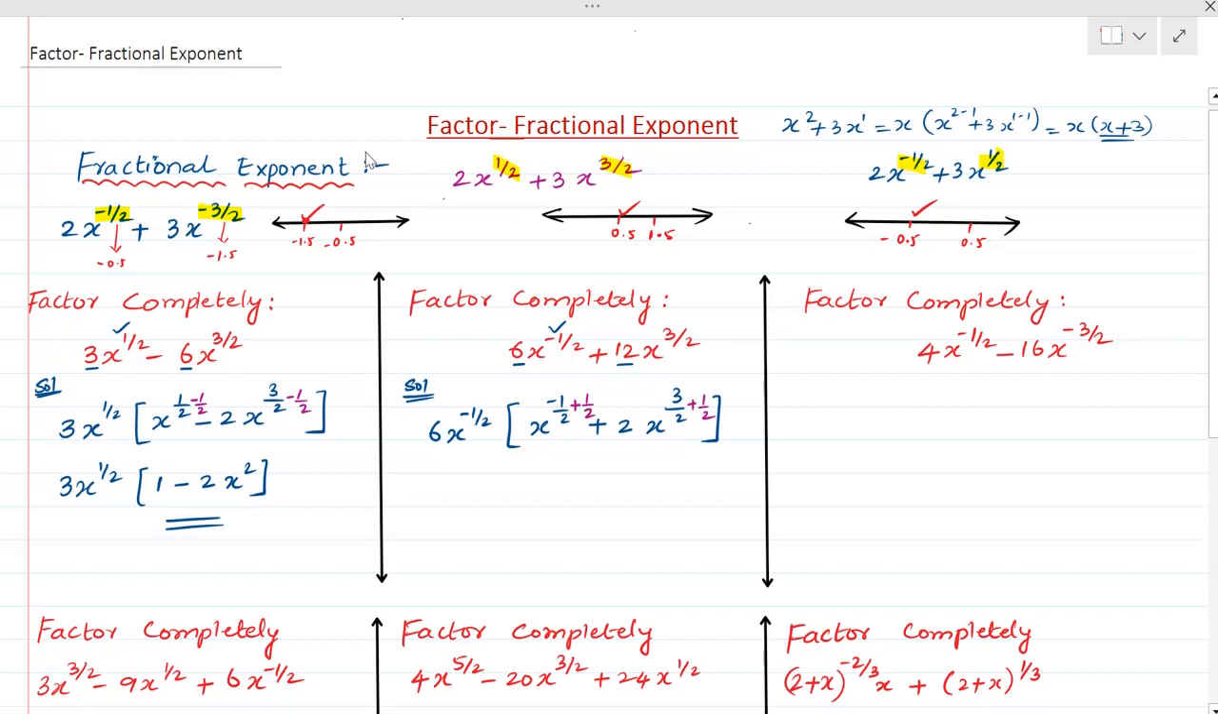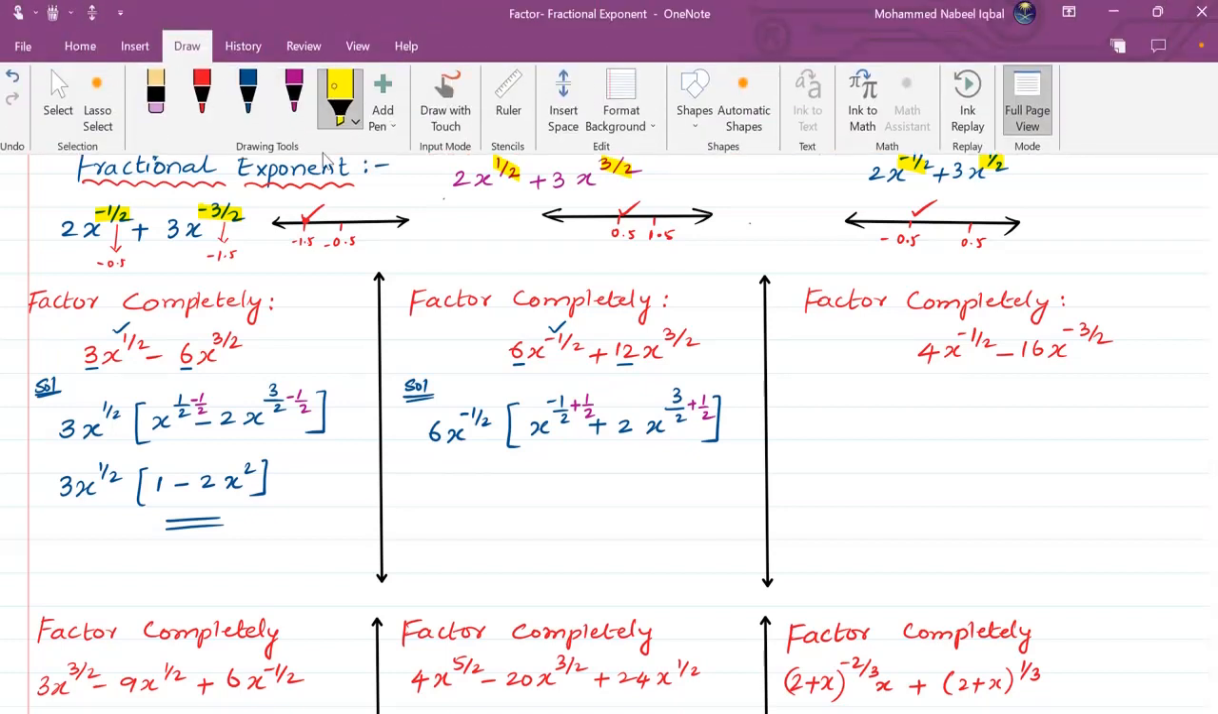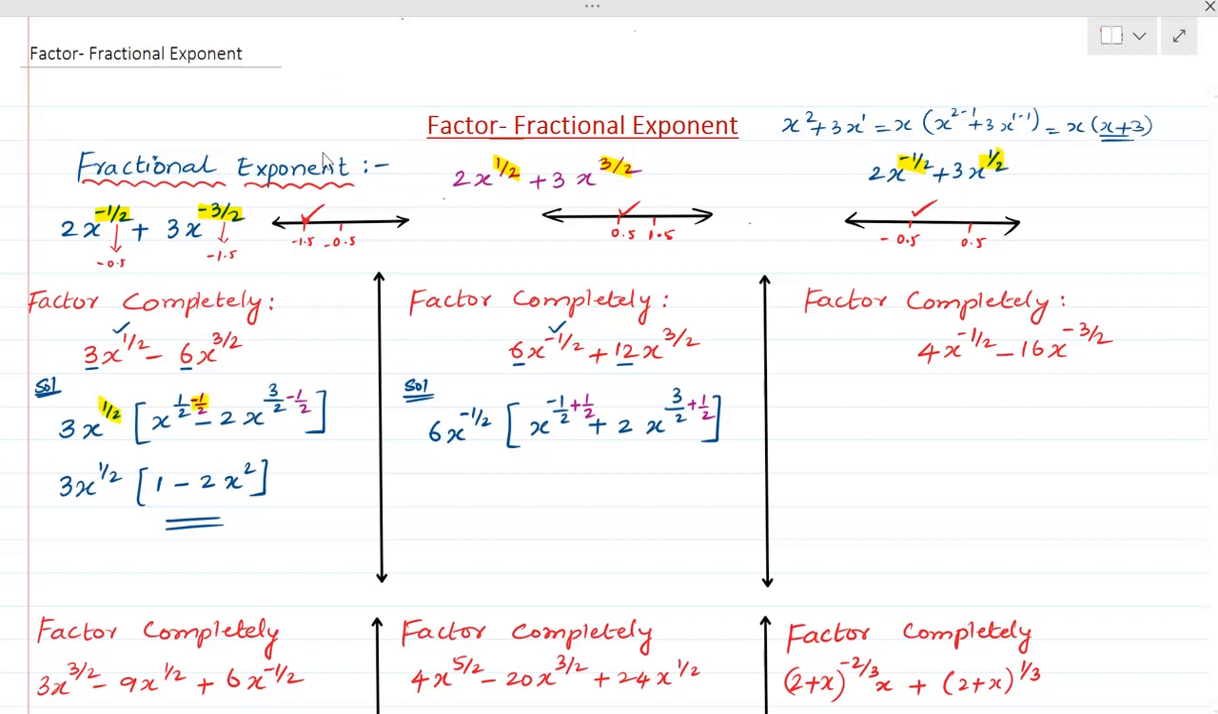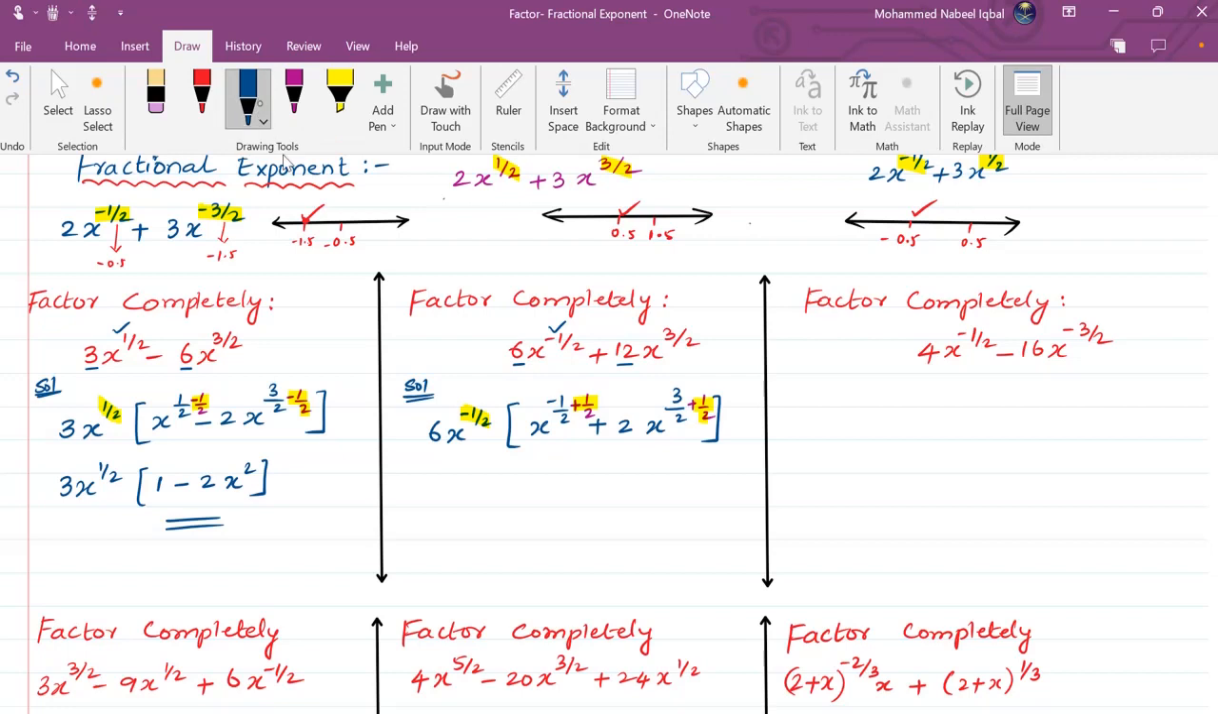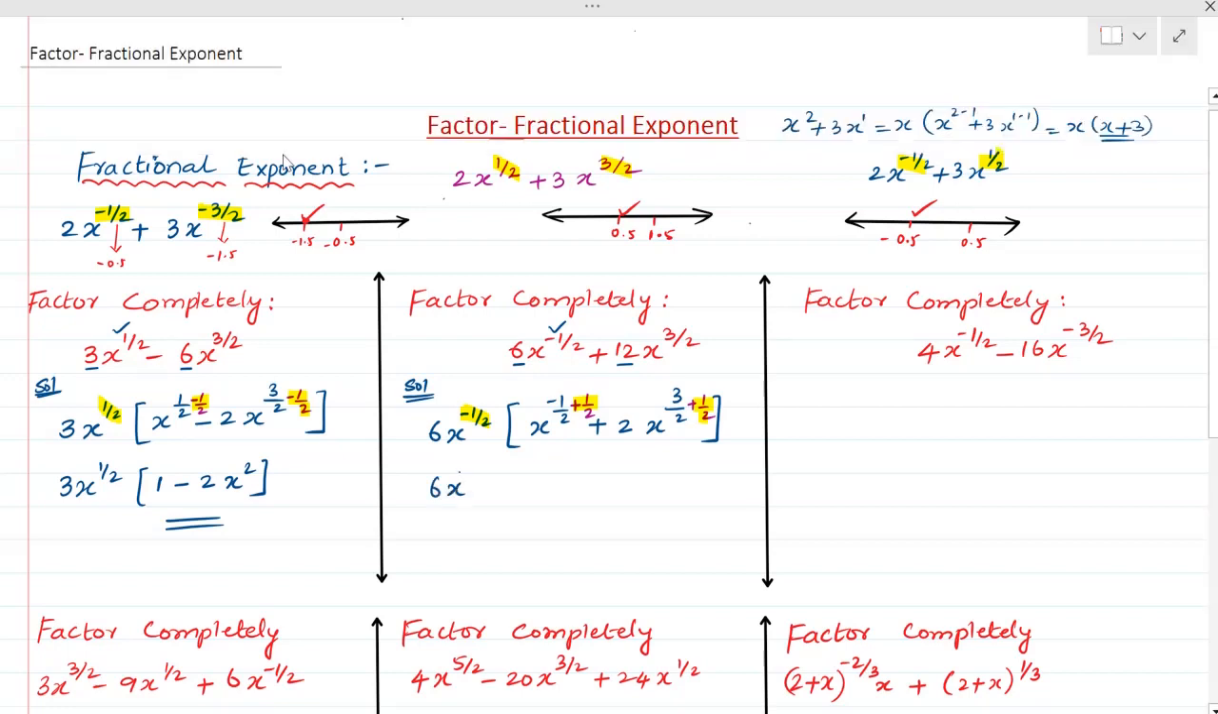So what is the difference between the last problem and this problem? Earlier we had taken plus 1 by 2, so we subtracted 1 by 2. But here we have taken minus 1 by 2, so we add 1 over 2. That is the only difference. Thereafter, simplify 6x to the power minus half. Here this is 0, any power 0 is 1, plus 2 times half. It is 3 plus 1, 4. 4 over 2 is equal to 2, so this is 1 plus 2x squared.